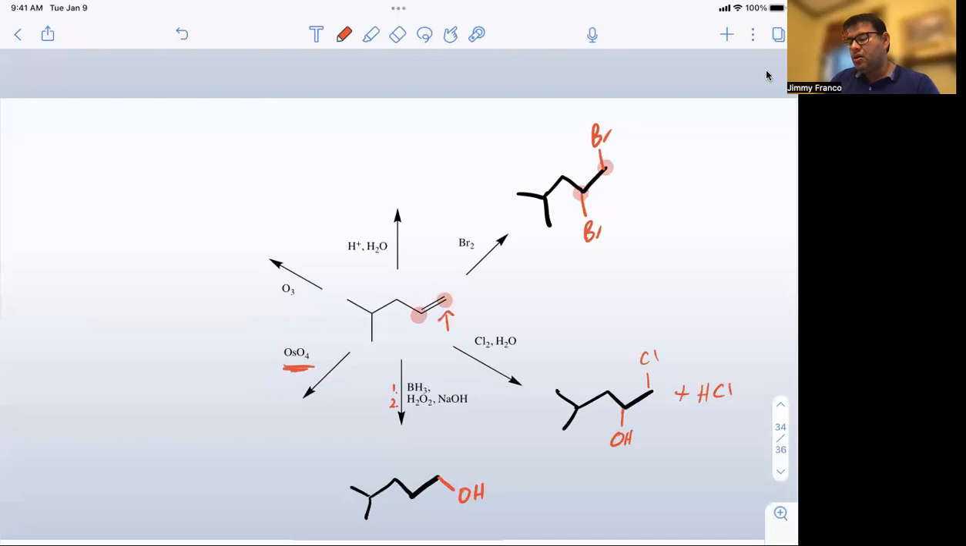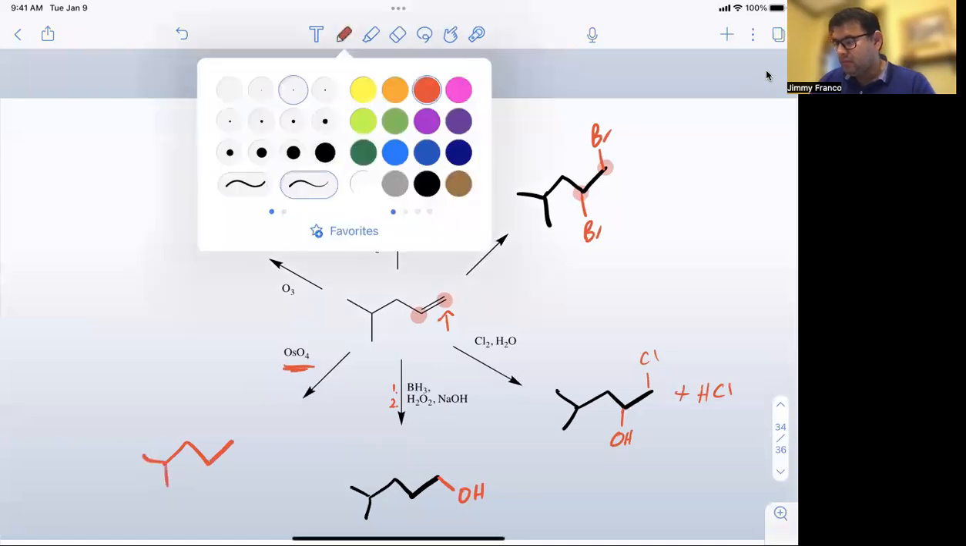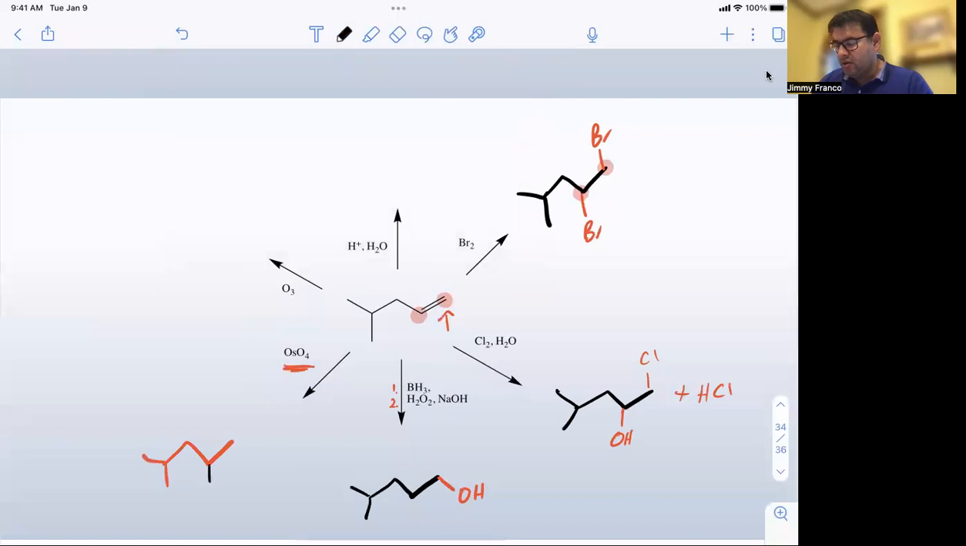Osmium, so OsO4, we're going to add a diol. So we're going to add two alcohols. And so we add our two OHs to the same side. All right, so we see that OsO4, we're going to add our two alcohols. I kind of cheated. I should have written the sodium sulfate.